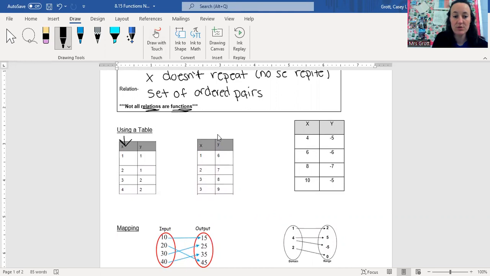So 1, 2, 3, 4, x doesn't repeat. We don't care what's happening with y. So this one is a function. Okay, x doesn't repeat.